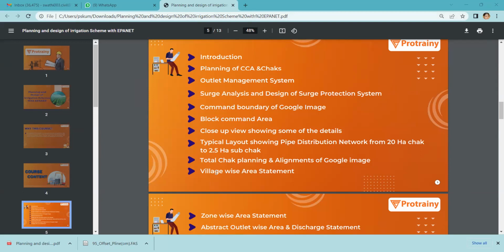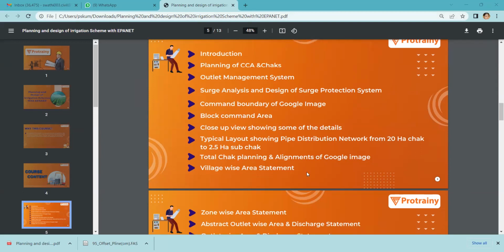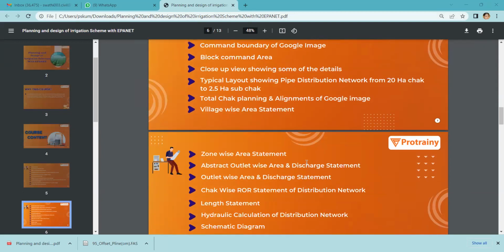Okay. Next, village wise area statement. Every village wise eye cut. First of all, we have a lot of merged areas like that, that means 2 or 3. For example, A village, B village, C village, D village, like that. A village merged, how much area is available to the eye cut is called the village wise eye cut statement.